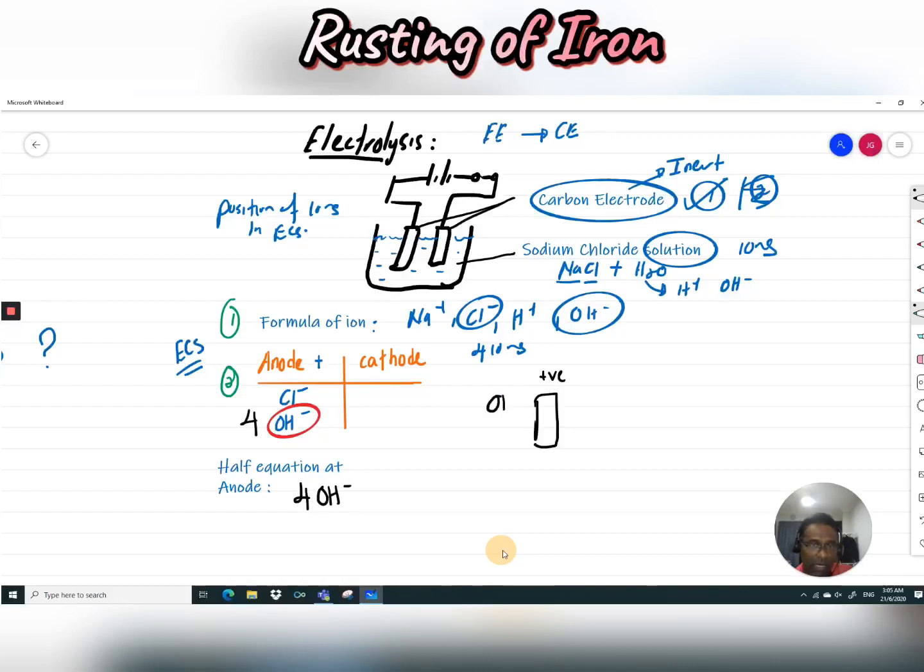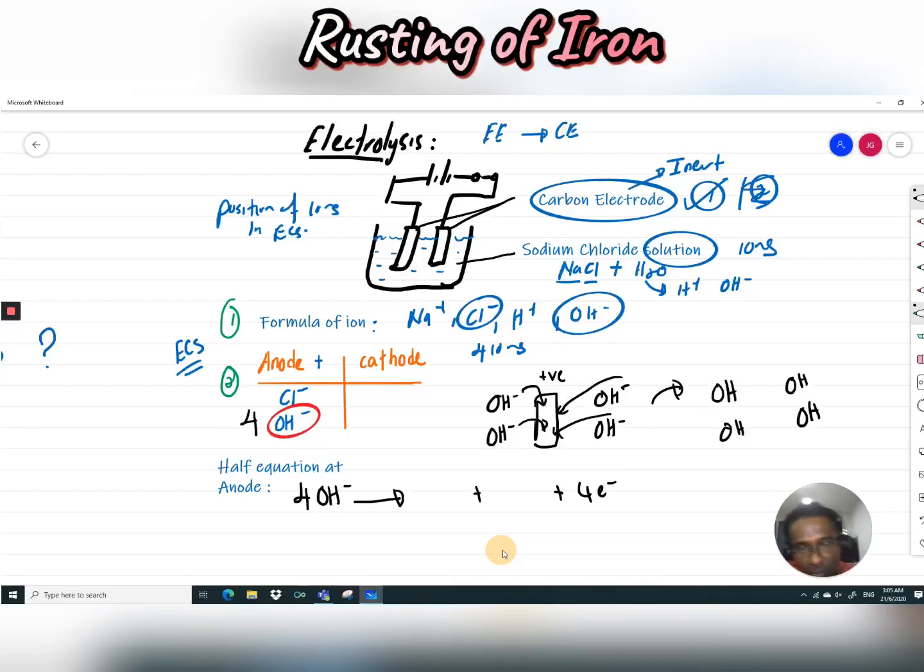So 1 hydroxide ion, 2 hydroxide ions, 3 hydroxide ions, and 4 hydroxide ions. Each hydroxide ion will donate 1 electron, 2 electrons, 3 electrons, and 4 electrons. So that means the ions will donate 4 electrons in total. After they donate, they become neutral. Hydroxide, OH, we have 4 hydroxide here. So what will happen?